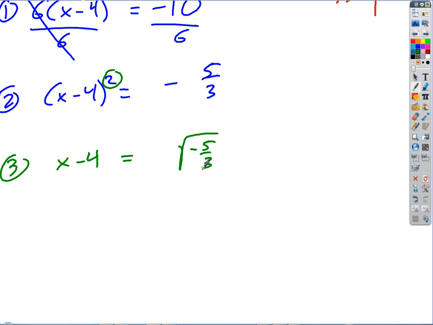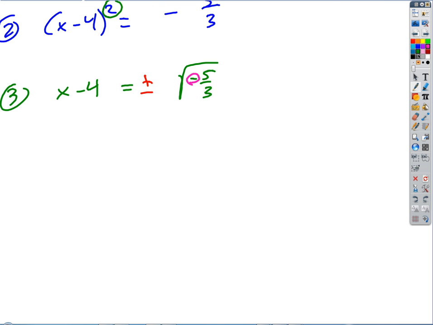If I square root both sides, what do I always have to put in? Plus or minus, good. So I'm going to get a plus or minus. And then I've got this negative sign in there, which is going to turn into an i, isn't it? Good. So I'm going to end up with x minus 4 equals plus or minus i times square root of 5/3. Good. And then last step, you add 4 over.